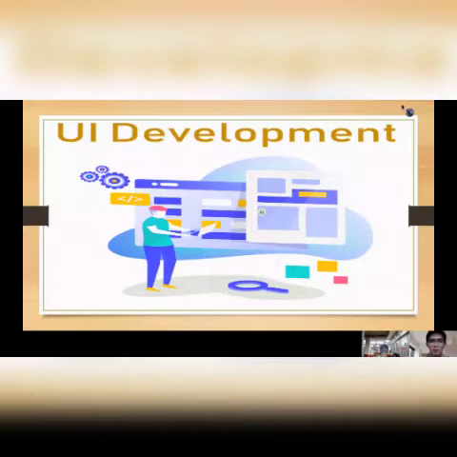User interface services can be divided into two phases in website, application, and software development. One is research plus design. Two is development.